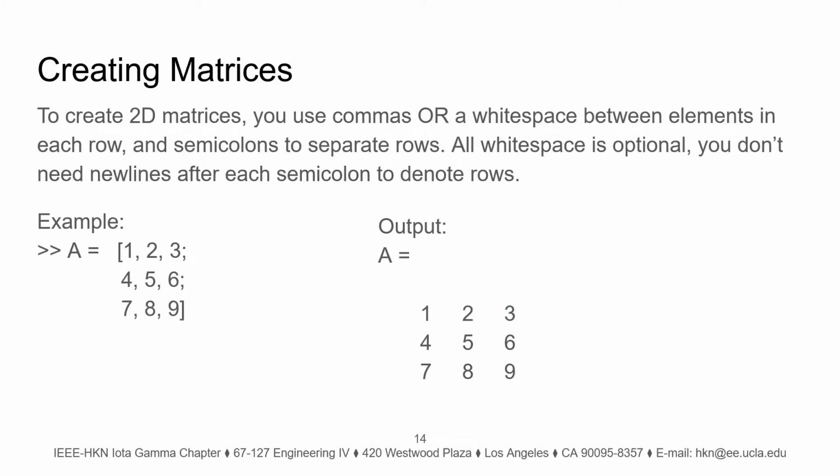To create 2D matrices, use commas or a white space between elements in each row, and semicolons to separate rows. All the white space shown here is optional. You don't need new lines after each semicolon to denote rows. It's only that way to make it visually easier to digest. Here, for example, we have A = [1 2 3; 4 5 6; 7 8 9], which separates it into a 3 by 3 matrix.